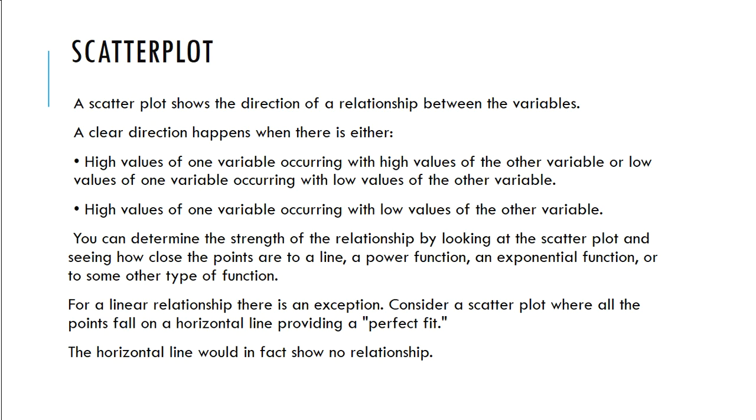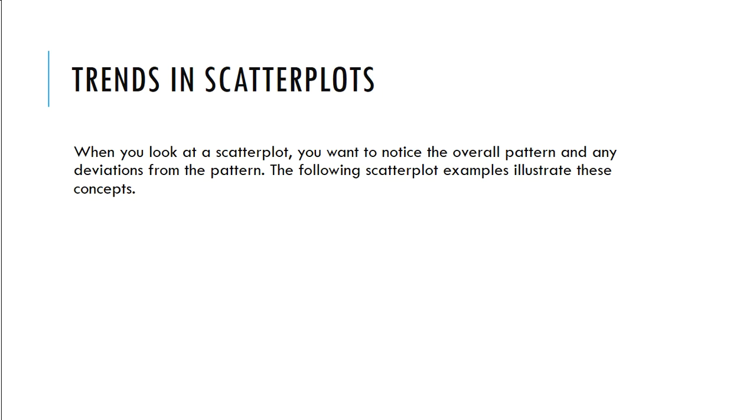You can determine the strength of the relationship by looking at a scatter plot and seeing how close the points are to a line, a power function, an exponential function, or some other type of function. For linear relationships, there's an exception. Consider a scatter plot where all the points fall on a horizontal line, providing a perfect fit. This horizontal line would show no relationship, because remember, horizontal means there's no slope. When you look at a scatter plot, you want to notice the overall pattern and any deviations from that pattern.